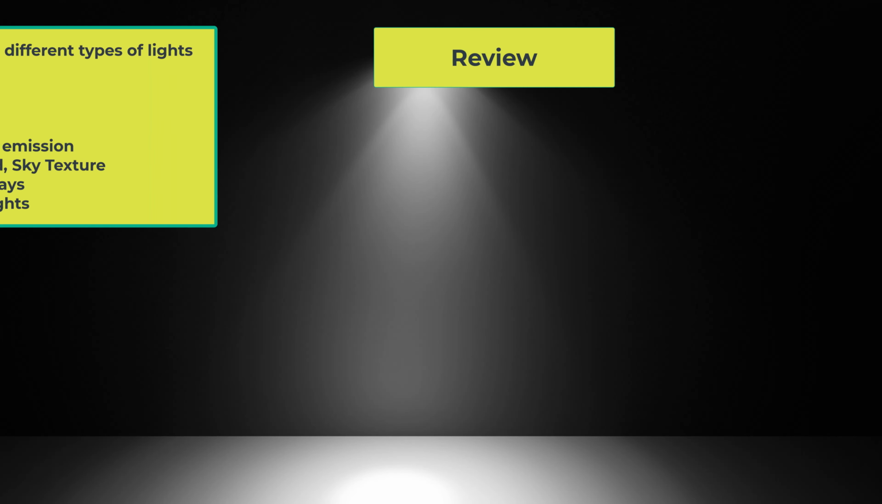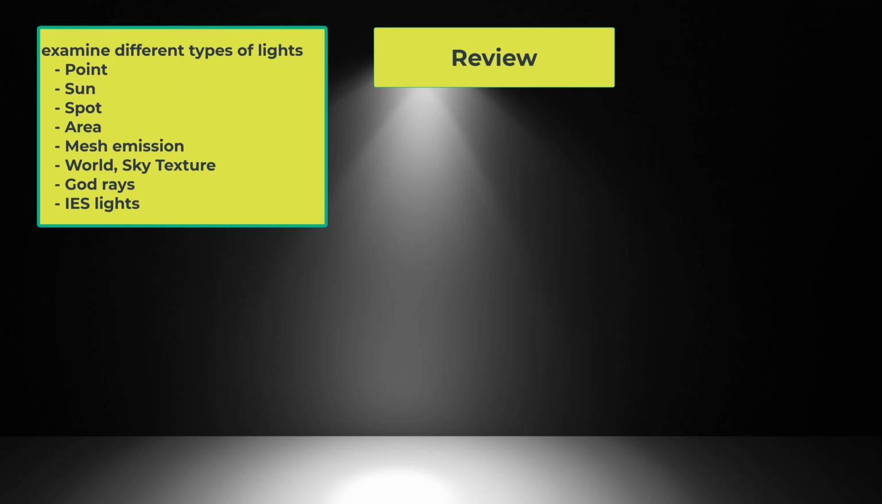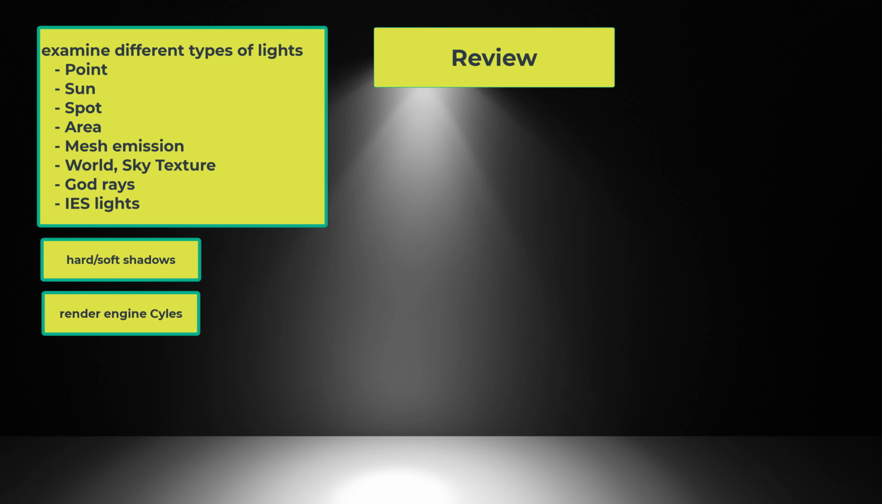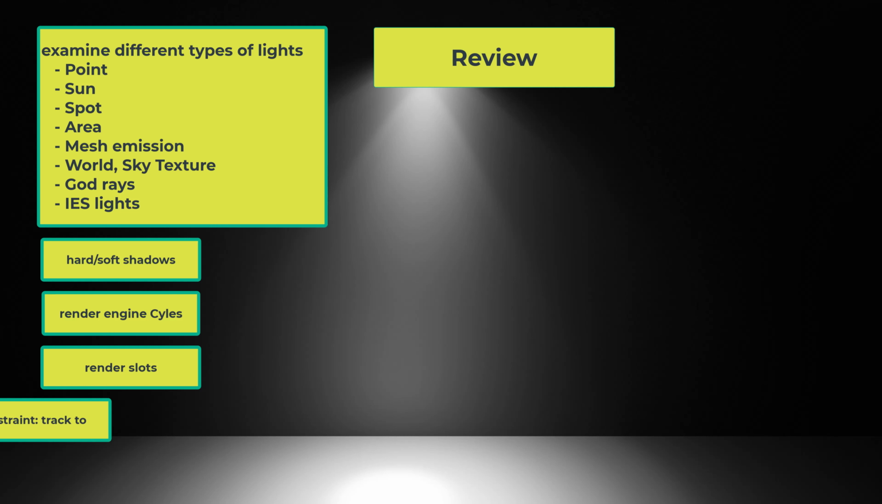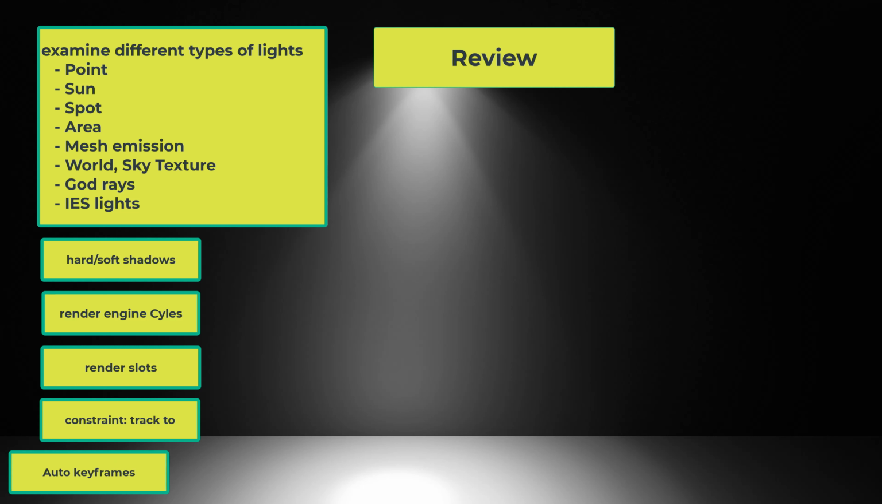I talked about the 4 default light types: point, sun, spot, area. I showed you how to do a mesh emission. We added a sky texture, God rays for the spotlights, and IES lights. I explained how to get hard and soft shadows. We used the Cycles render engine for the first time. Now you know about using render slots to compare rendering. We used the Track To constraint so the spotlights follow the singer. And we know how to add auto keyframes. That's a lot. Now you know all about lights.